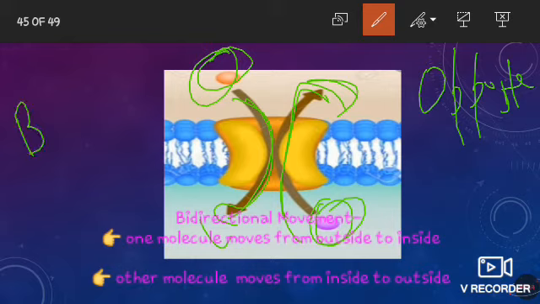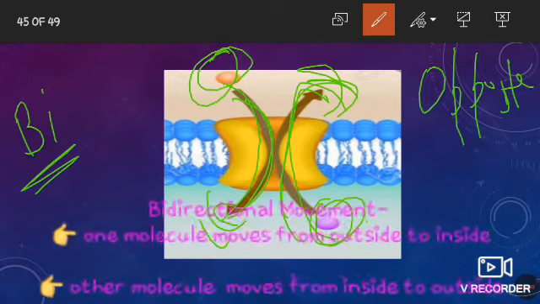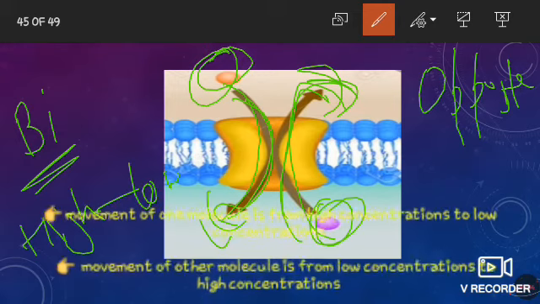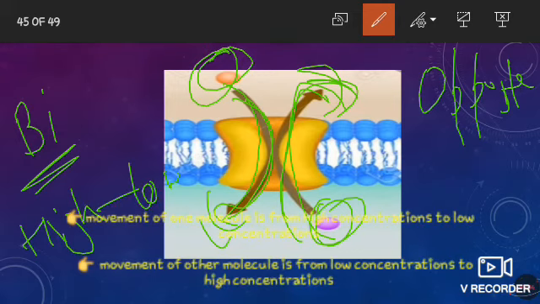It is bidirectional in nature, that means one molecule moves from outside to inside and the other molecule moves from inside to outside. And in this, movement of one molecule is from high concentration to low concentration and the other molecule's movement is from low concentration to high concentration. That means it also uses active transport, that means energy is used in the form of ATP.